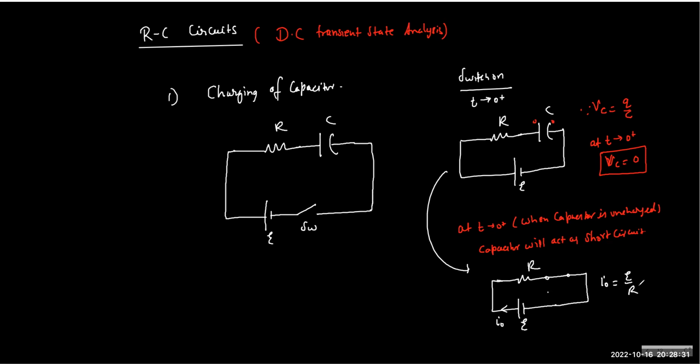Now, this is the moment at t equals 0. What will happen after that? After that, current will start. What is the meaning of current? Current means flow. Charge will go from the cell towards the plate. So after some time, the charge will start depositing on the plate. Yes or no?